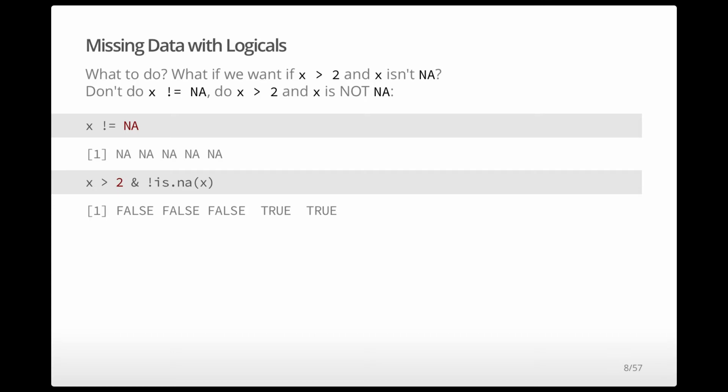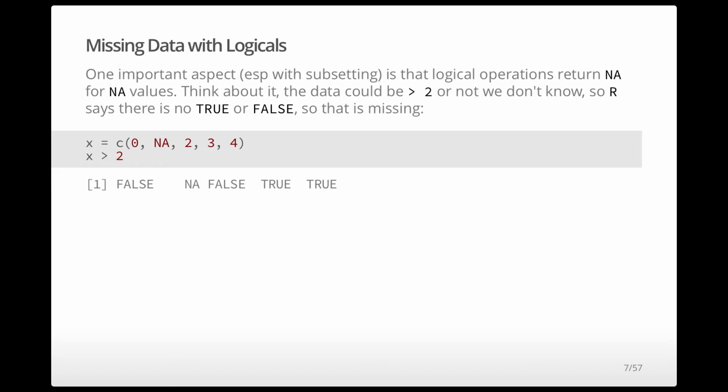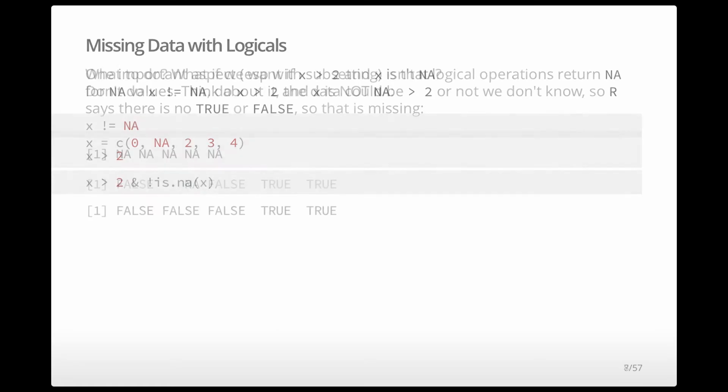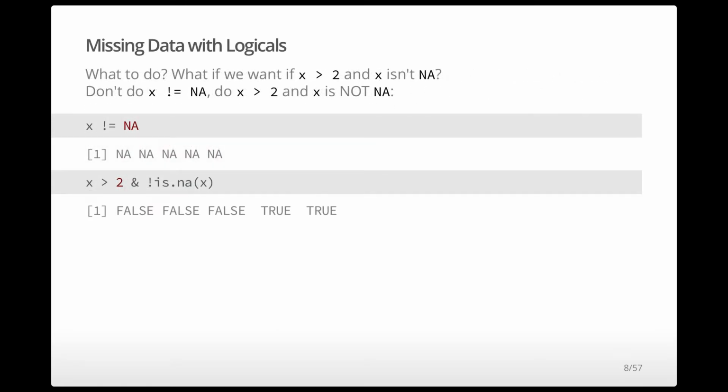But again, if you use which, it only grabs trues. If you use filter in dplyr, right, it will exclude NAs. So if you use this condition, it'll only grab the fourth element. If you use this, the fourth and fifth element. If you use this condition, it still is only going to grab the fourth and fifth element.